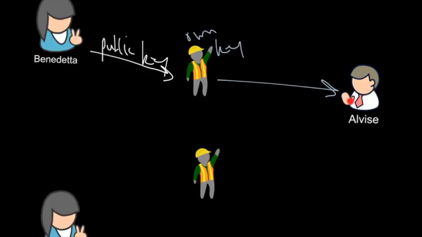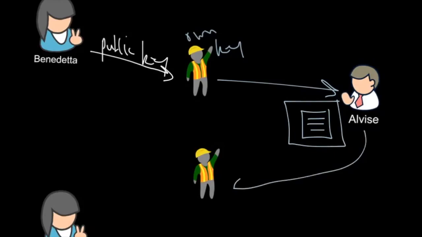Now, Alvise thinks that the public key he's just received has come from Benedetta, so he just simply uses this to encrypt his message with the man-in-the-middle's public key. It sends it back to Benedetta. Again, it is intercepted by the man-in-the-middle, and because the message was encrypted with his public key, he can decrypt this using his own private key.